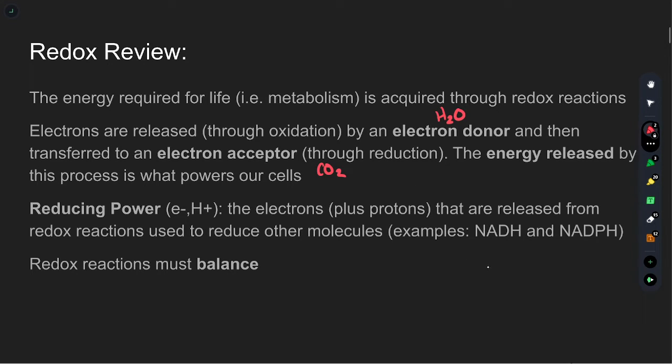We also have reducing power in photosynthesis, and it will be NADPH. We saw NADH in respiration and fermentation. NADH plays a big role in catabolic reactions, and in the last video, we defined this as being a process of breaking down large molecules. NADPH has a big role in anabolic reactions, and we define this as a process of synthesizing, making large molecules.